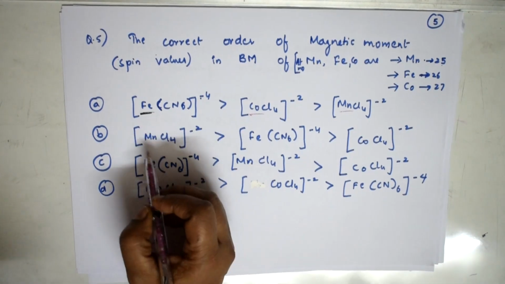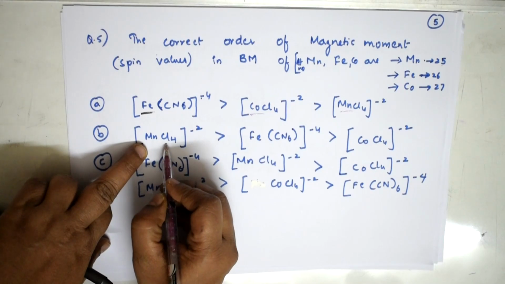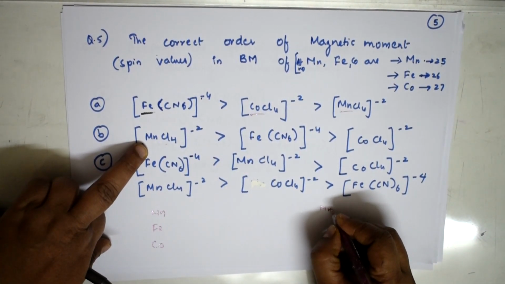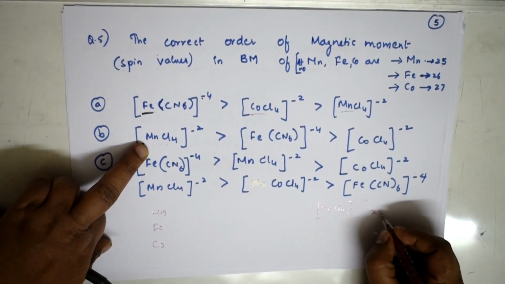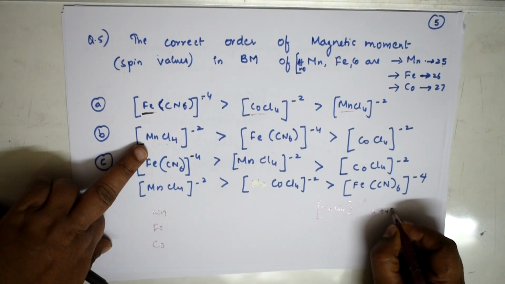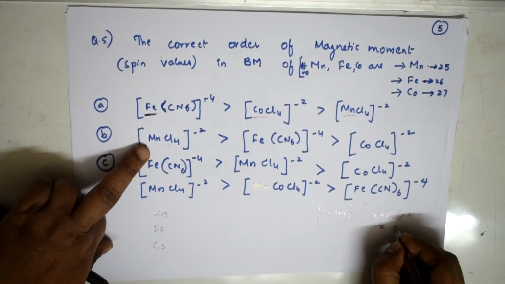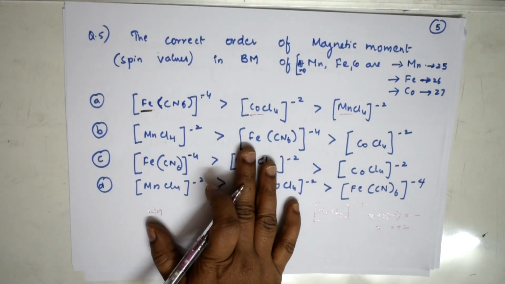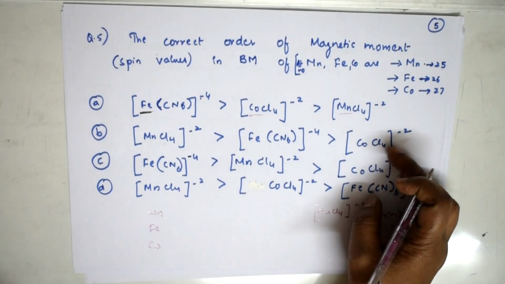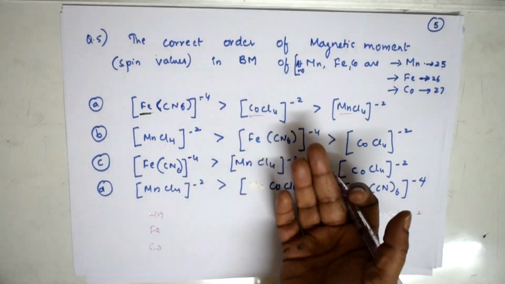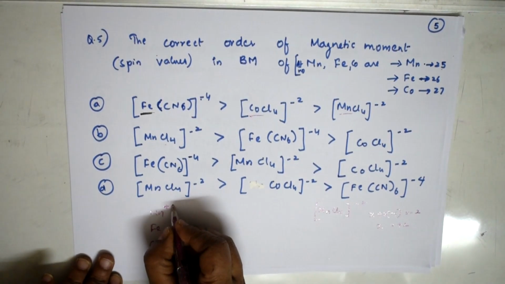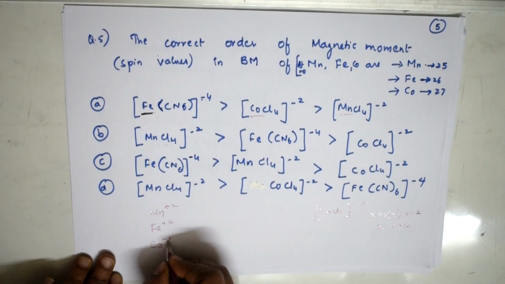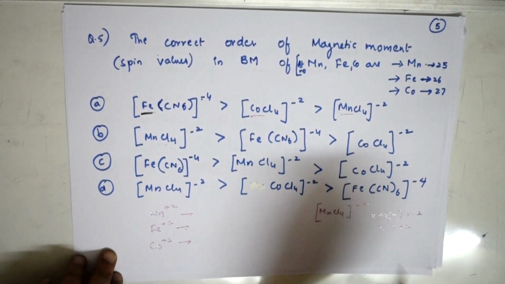For example, let us take one example. MnCl4 minus 2 is there. So how to calculate? This is x plus 4 into minus 1 is equal to minus 2. X is equal to how much? Plus 2. So same like that for this also. 6 minus 4 is 2, 4 minus 2 is 2. So for everything it is plus 2. So manganese is plus 2. Iron is plus 2. Cobalt is plus 2. This is simple. So you calculate the oxidation state.